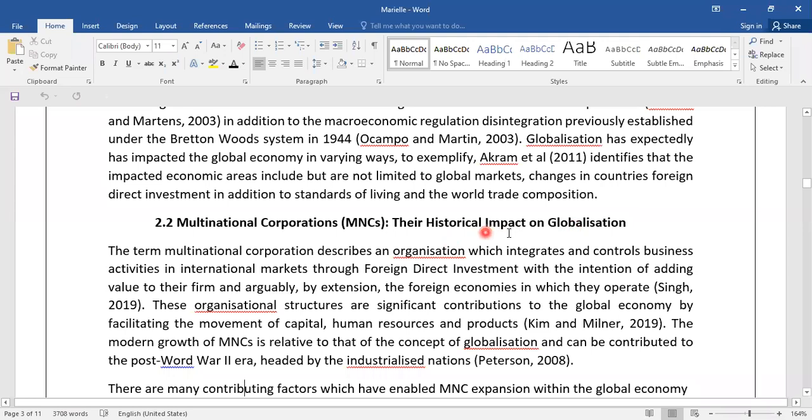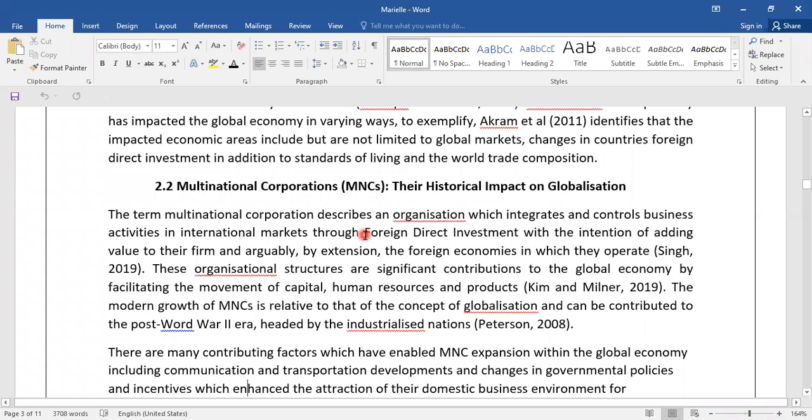So let's read. The term multinational corporation describes an organization which integrates and controls business activities in international markets through FDI with the intention of adding value to the firm and arguably by extension, foreign economies. So she has a nice definition of MNCs. These organizational structures are significant.